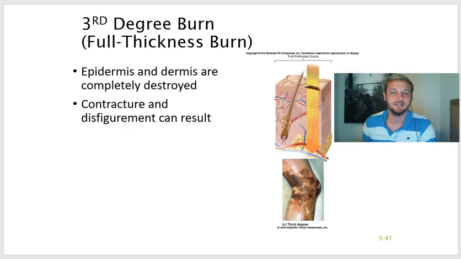And then lastly, your third degree burn, the worst type. You have completely destroyed your cutaneous membrane. It went through the epidermis and the dermis. This can cause contracture and disfigurement. So contracture is talking about like bones fusing.